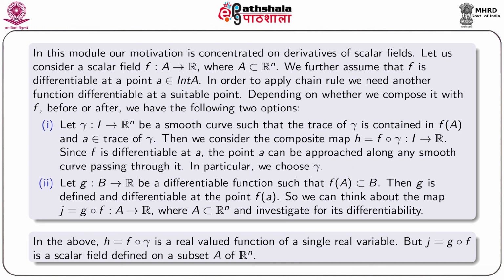F was a map which took points of Rn to R and G took points of R to R. So, the map J equal to G compose F takes points in R to points in R. So, J is a scalar field defined on a subset A of Rn, that is J is a real valued function of a single real variable.